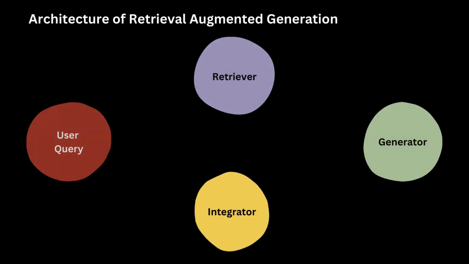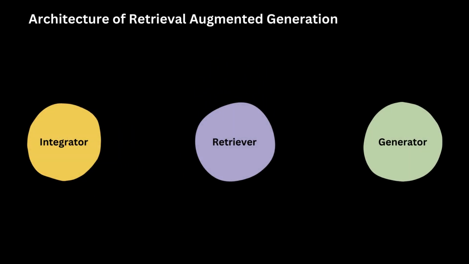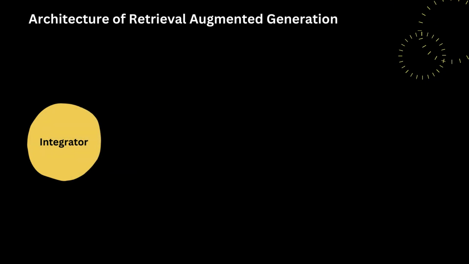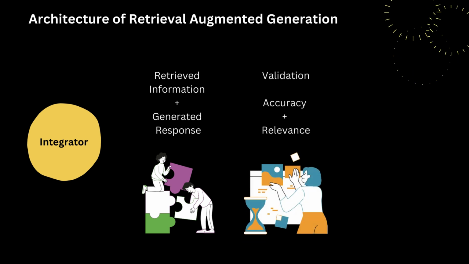Finally, the fourth component is the integrator. The integrator component combines the outputs of the retriever and generator to form the final response. It involves three key steps: combining, validating, and finalizing. First, the integrator merges the retrieved information with the generated response, ensuring that the final output leverages the strengths of both components. Then the combined response is validated to ensure accuracy and relevance.